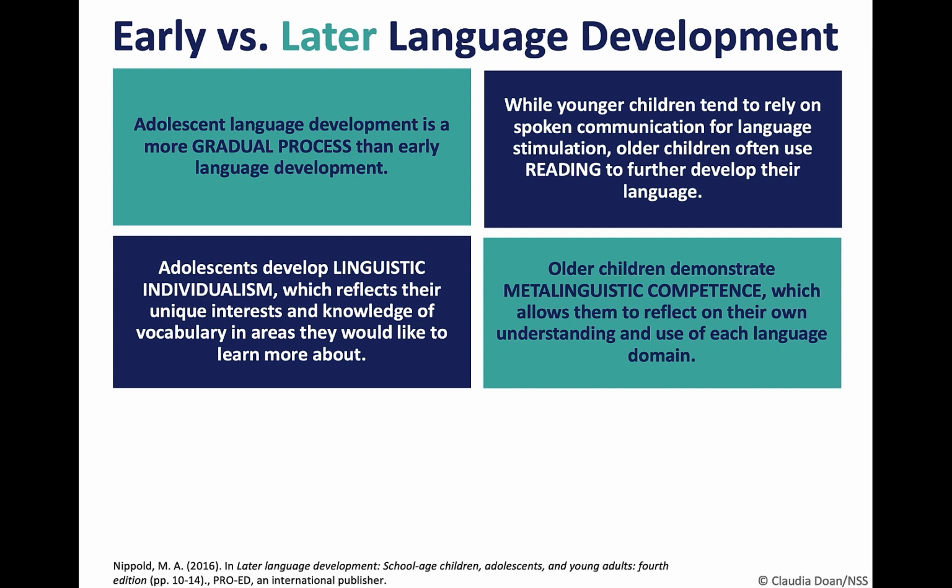Older children develop meta-linguistic competence, which allows them to reflect on their own understanding and use of each language domain. And if I could put a star next to this one, I really would. Meta-linguistic competence, which I'll discuss in more detail in the intervention section, is a tremendous gift for us to work with that we don't have as much of with younger kids. Older students develop the capability to reflect on their understanding of language, and the implications for that are huge.